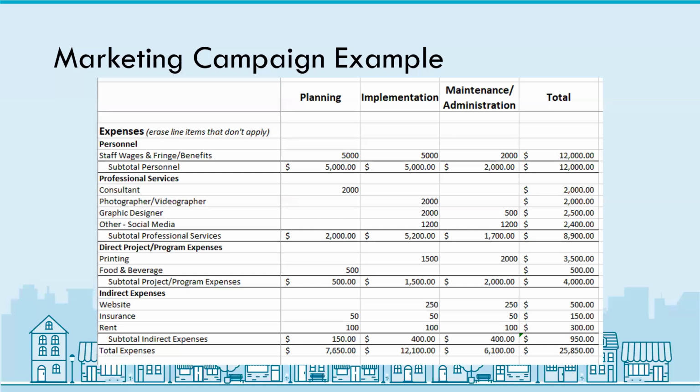When you map out costs across all phases, you can make smarter choices. Maybe instead of spending everything on a one-time ad blitz, you spread it over 6 months to keep the momentum going. Or you invest in tools that automate social media so you don't need as much ongoing staff time, for example.